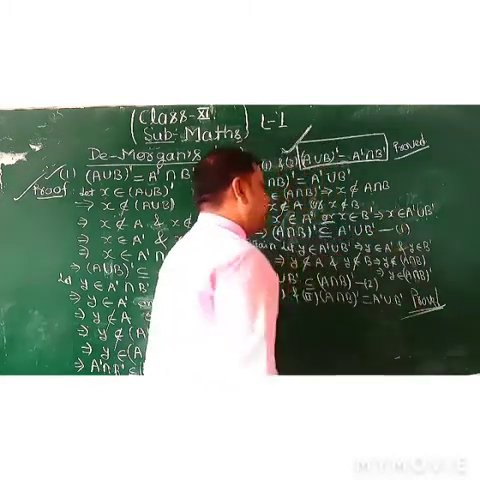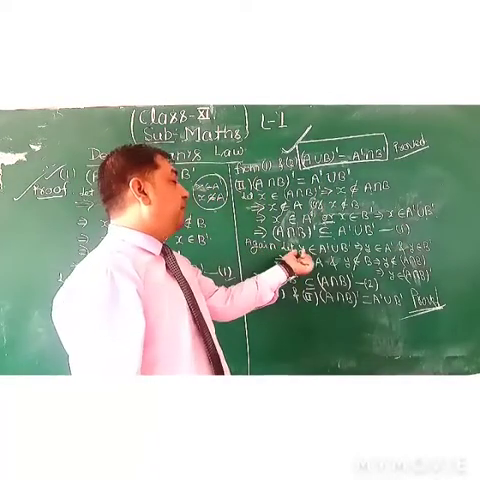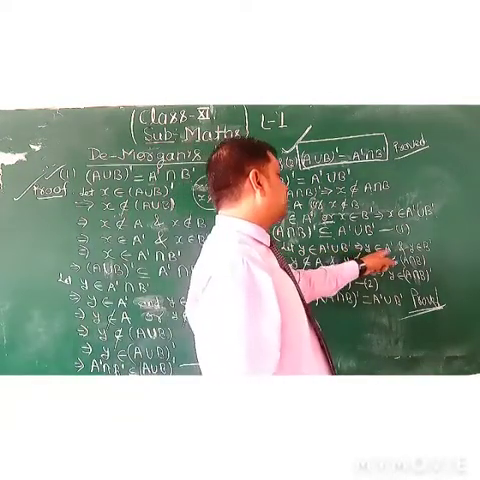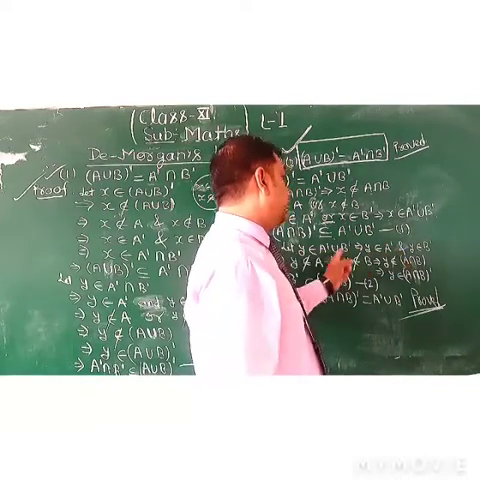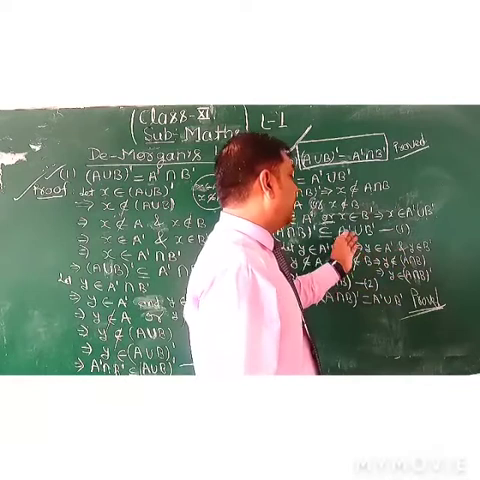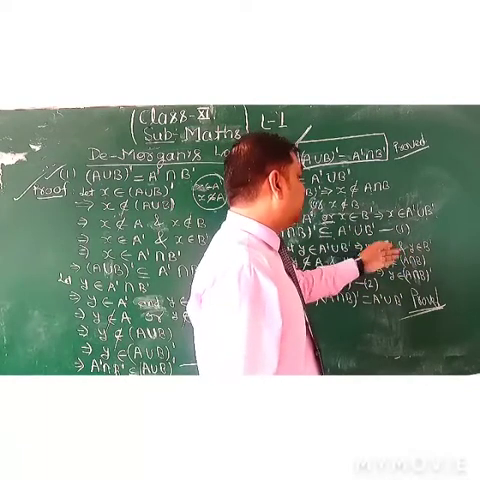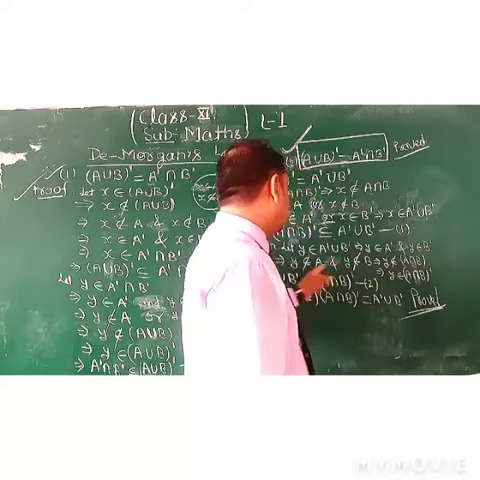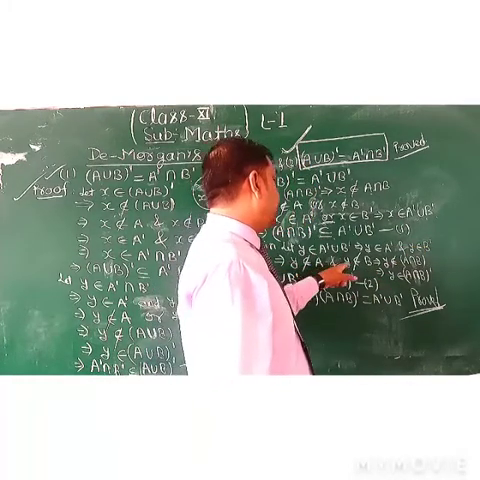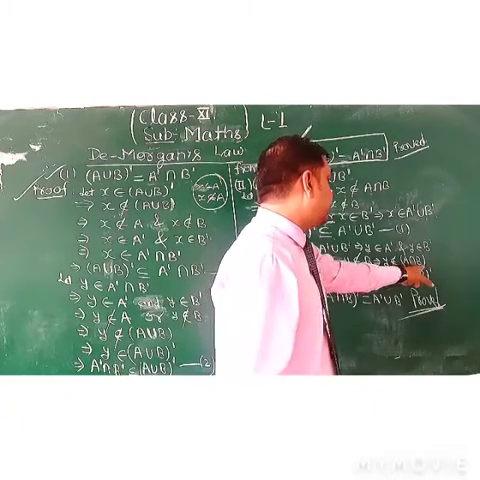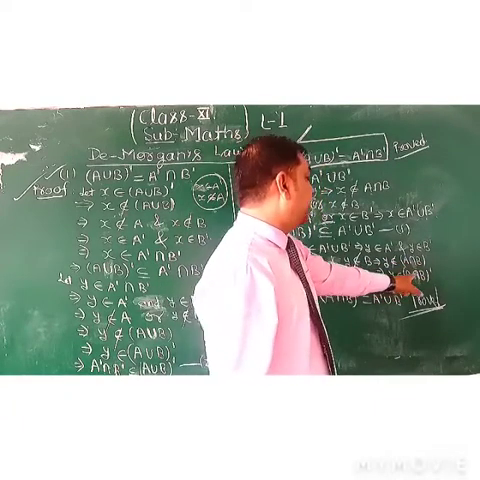Now again let y be an arbitrary element of A' union B'. This implies y belongs to A' or y belongs to B'. Whenever there is or, you change it into its complement, so we write and here. Now this implies y does not belong to A and y does not belong to B. This implies y does not belong to A intersection B. So y belongs to (A intersection B)'.